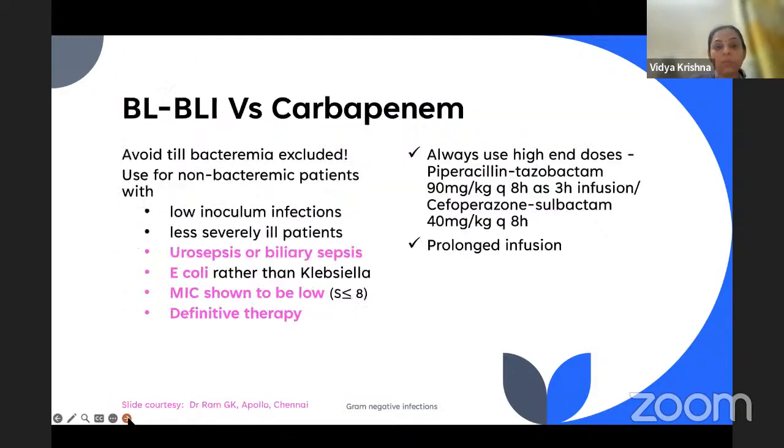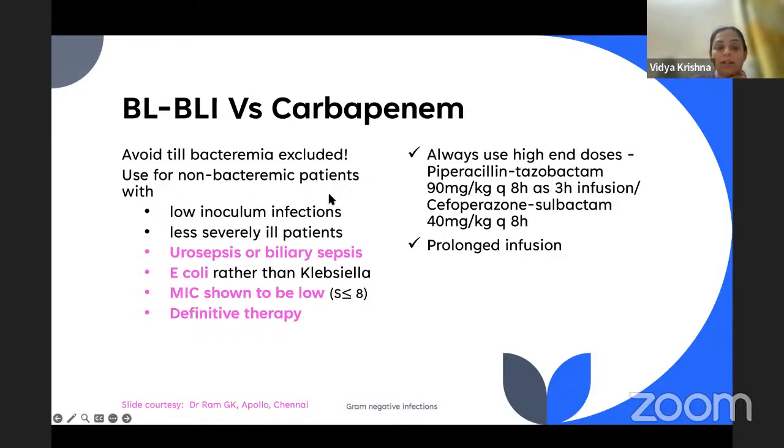And so ultimately, one thing that we can learn from this trial is if you're having a very sick patient with a bacteremia, probably it is not a good choice to use a BL-BLI. So if you're using a BL-BLI, just avoid it till your bacteremia is excluded. So in your sickest of patients, like this patient who came in with a bad shock, it is not a good option to use a pip-taz. Probably a better option is to use meropenem.